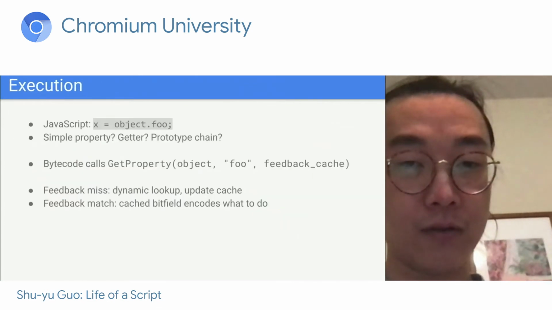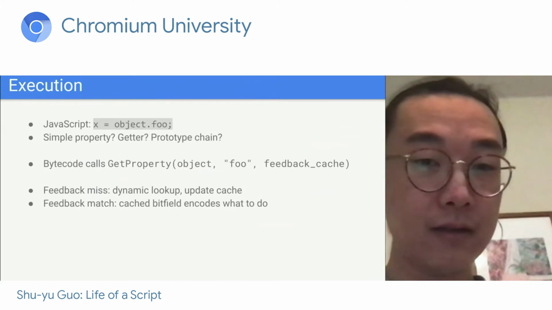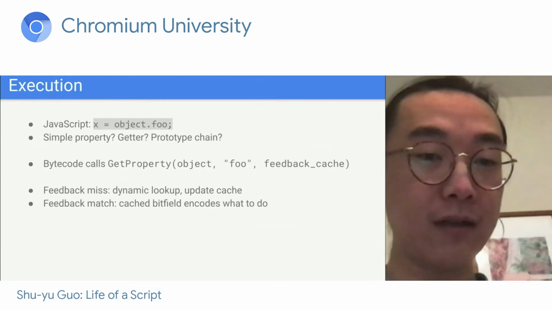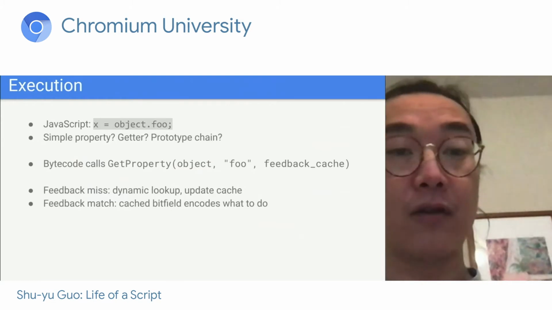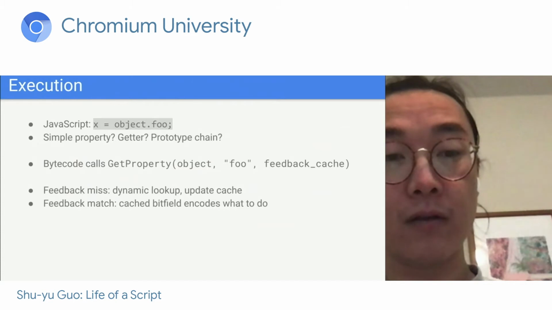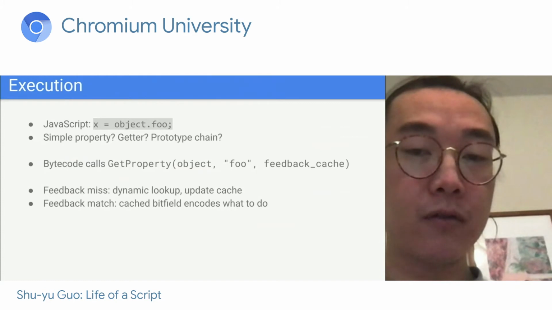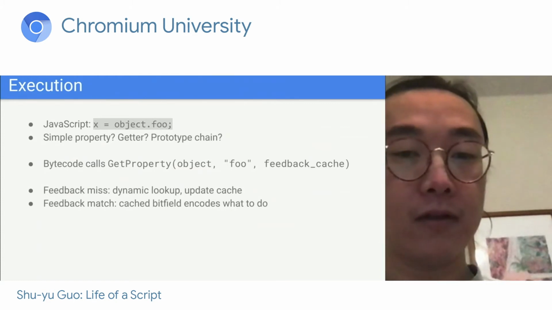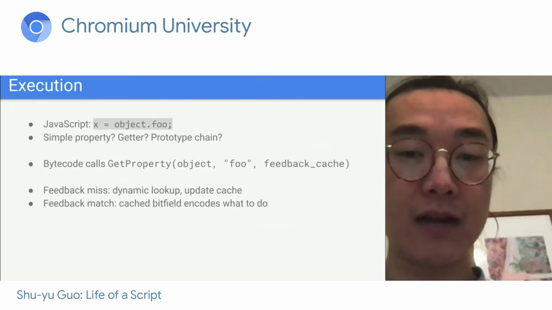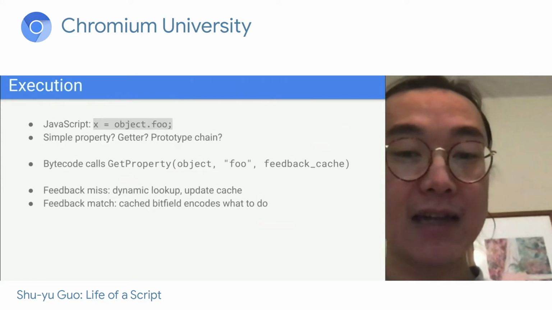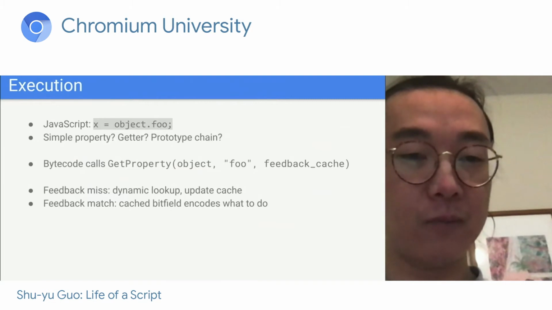JavaScript, as you all know, is a very dynamic language, and very simple operations can have very complex semantics. So object.foo, for example, could mean loading a simple data property, but it might also call a getter function. It might get foo from the object itself, or it might need to walk the prototype chain, and so on and so forth. And figuring out what to do dynamically is slow. The general way to speed it up in the literature and in practice is to cache the result and hope the next time you run the code, it does exactly the same thing.